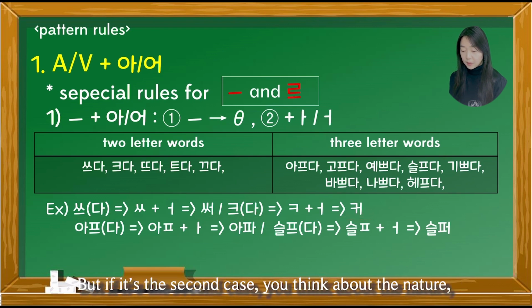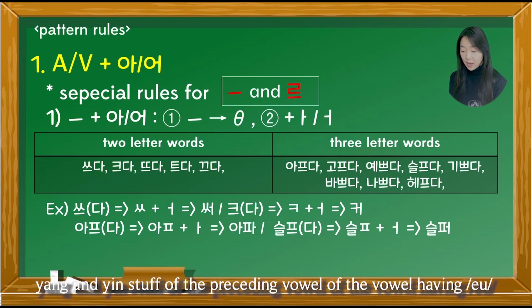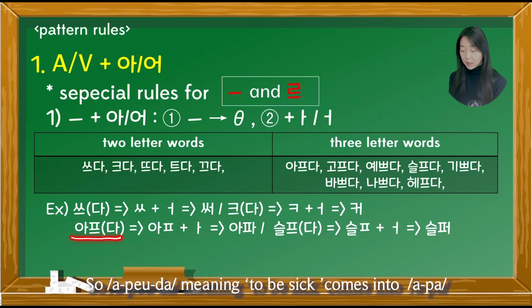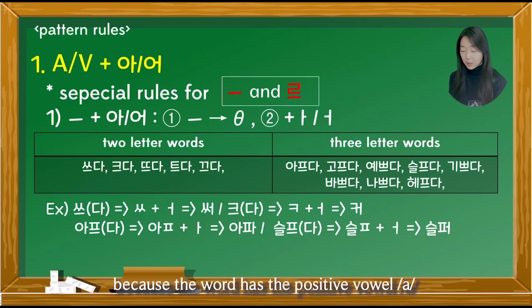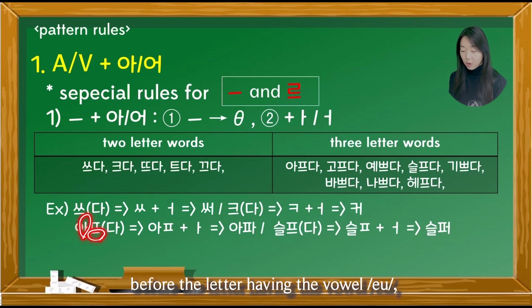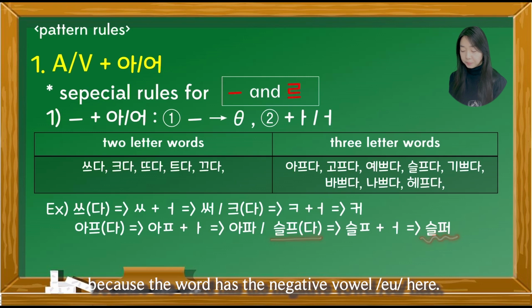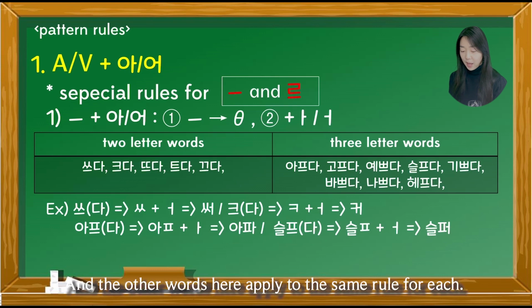But if it's the second case, you think about the nature, yang and in stuff of the preceding vowel of the vowel having 으. If it's positive, it combines with 아, and if it's negative, 어 comes along. So 아프다, meaning to be sick, comes into 아파, because the word has the positive vowel 아 before the letter having the vowel 으. And 슬프다, meaning to be sad, comes into 슬퍼, because the word has the negative vowel 으 here. And the other words here apply to the same rule for each.